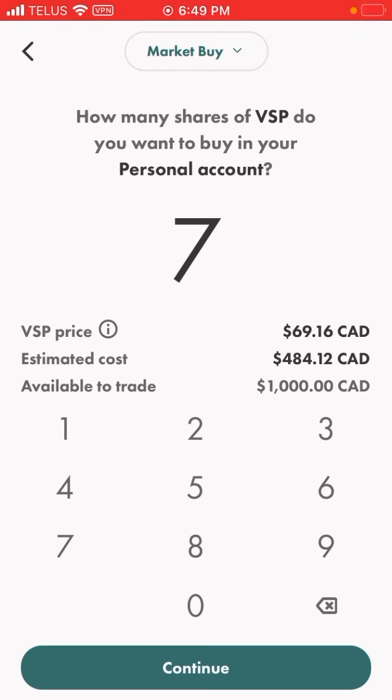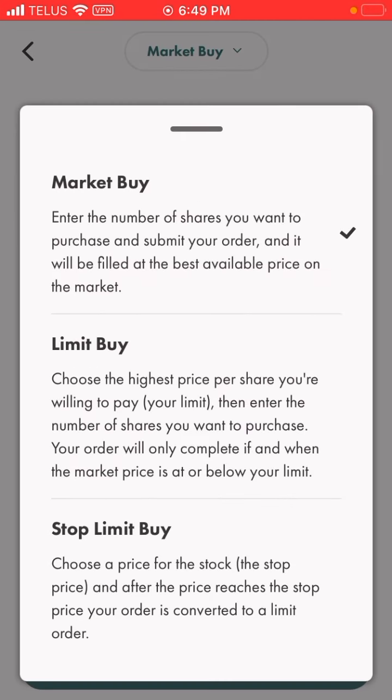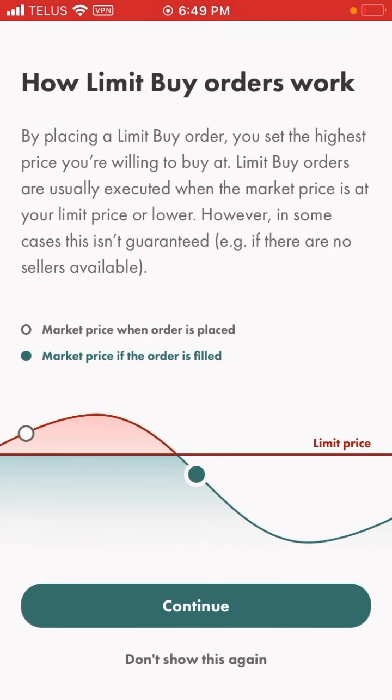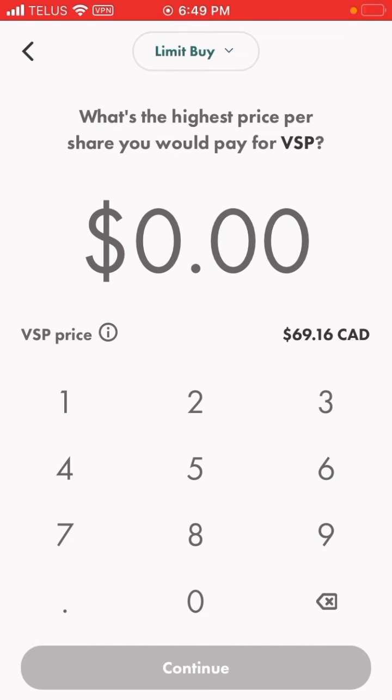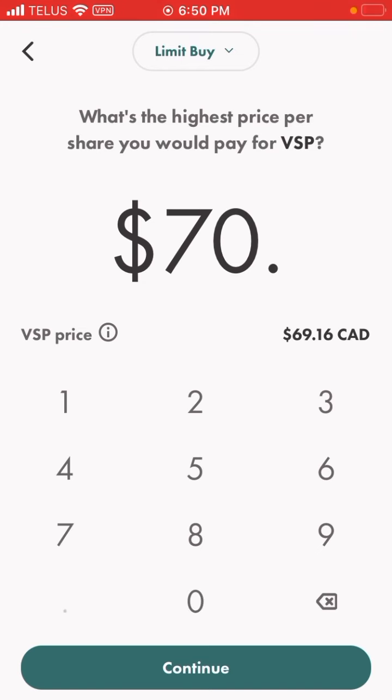And so I'm going to use a limit buy, in the top corner of the screen here. I'm going to do the limit buy, as an example of how a limit buy works. Click continue here. A limit buy is basically the highest price per share you would pay for VSP. In this example, I'm willing to pay slightly above the price. I'm going to pay $70.50.